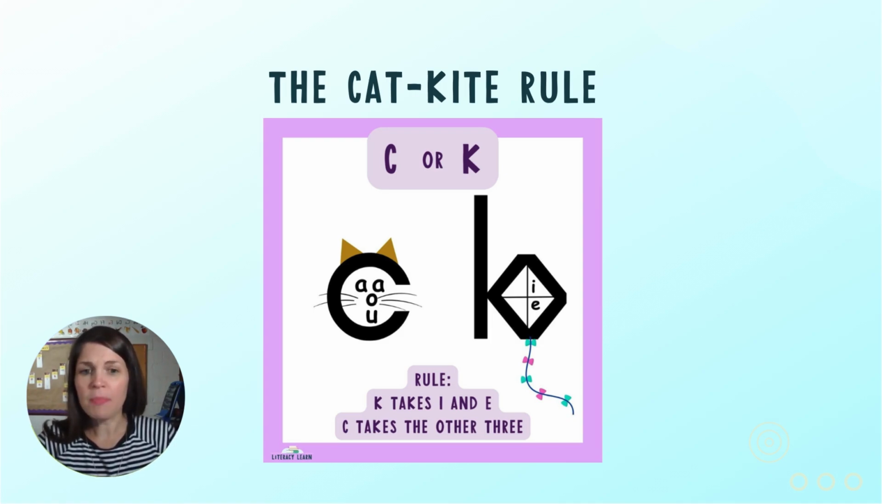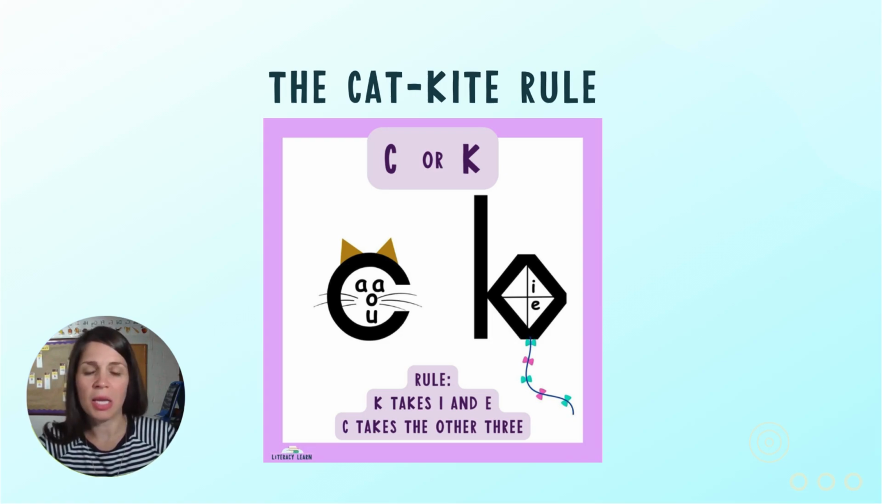And what are the other three? It's the other three vowels, A, O, and U. So you can draw these little pictures as mnemonic devices. The C has the A, O, and U within the letter. And then the K has an I and E. And basically what we do is if the vowel that follows this C or K is an A, O, or U, you use a C. If it's an I or an E, you use the K.